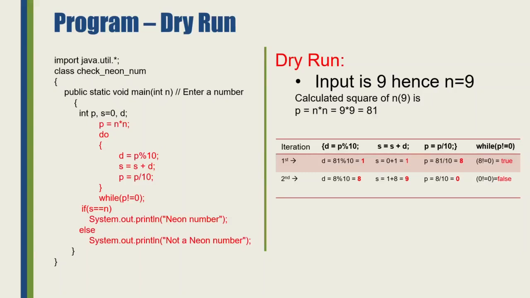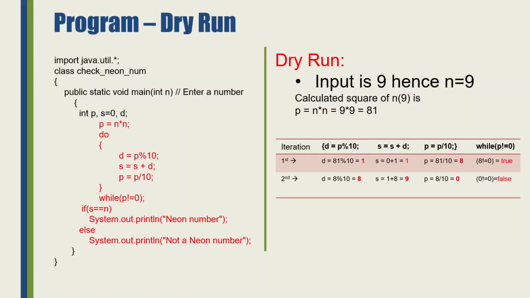The second statement is s is equal to s plus d. s was initialized with 0 and d, as we calculated in the previous statement, is 1. So 0 plus 1 is equal to 1. The new value of s will be 1. In the third statement, p is equal to p divided by 10. p was 81 divided by 10, so the quotient will be 8, which will be the new value of p.